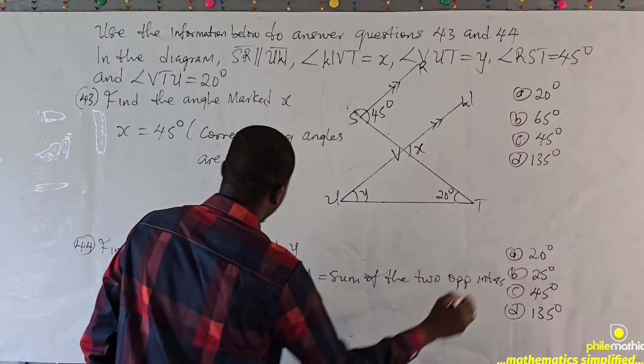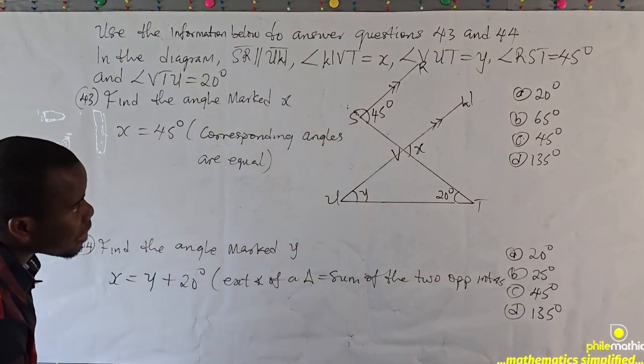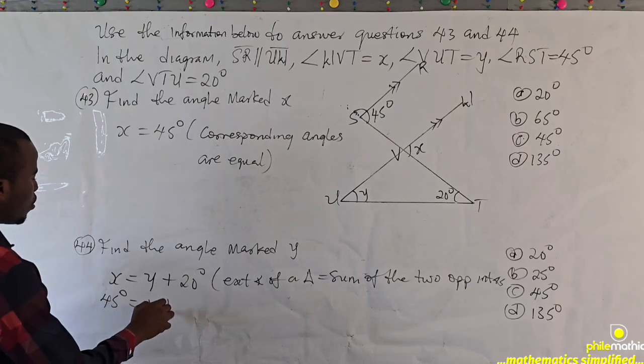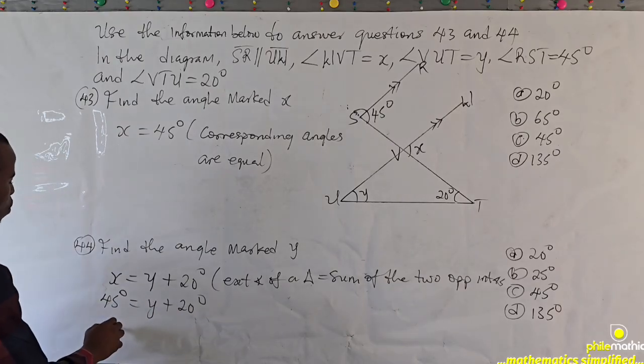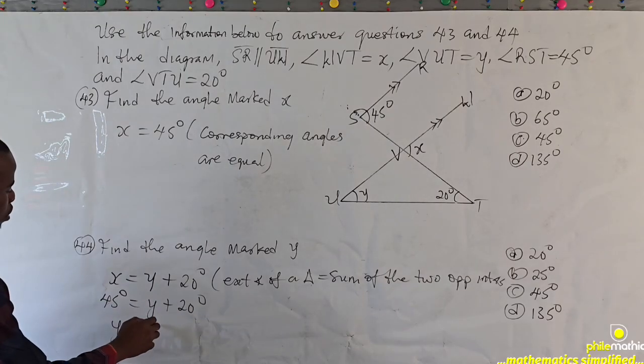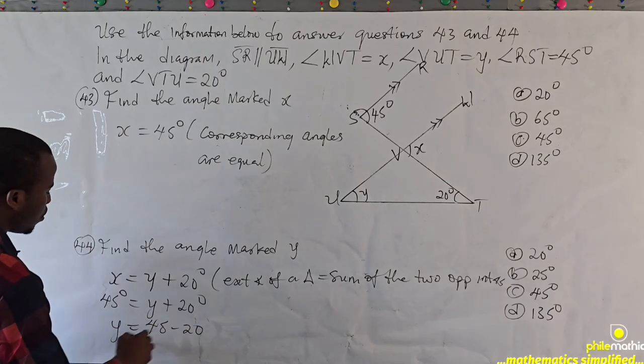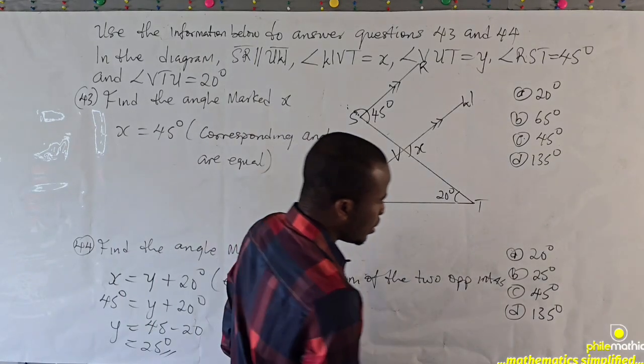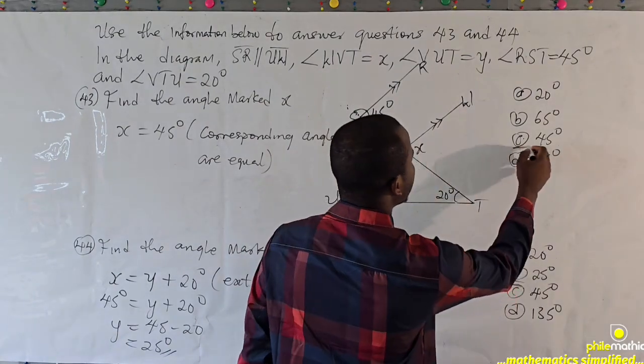interior angles. And so we have gotten X to be 45, so that our Y will be, subtract 20 from both sides, which is 25 degrees. And that's B. The first one is C.